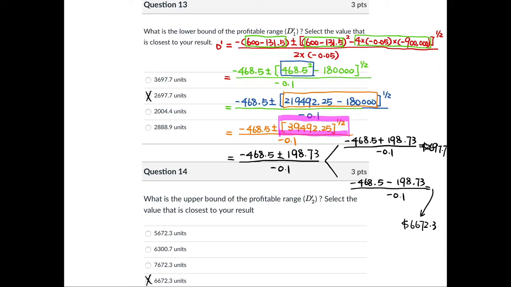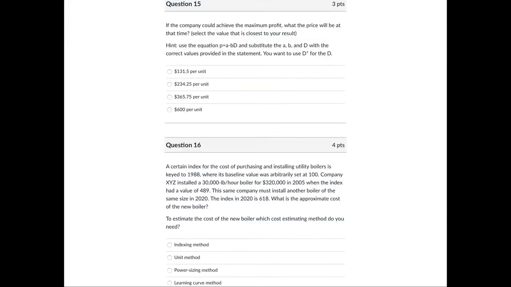So if you don't get the right answer this time, please watch this video, on this slide, how I calculate it through, and then I wish you can make it right in the final exam.